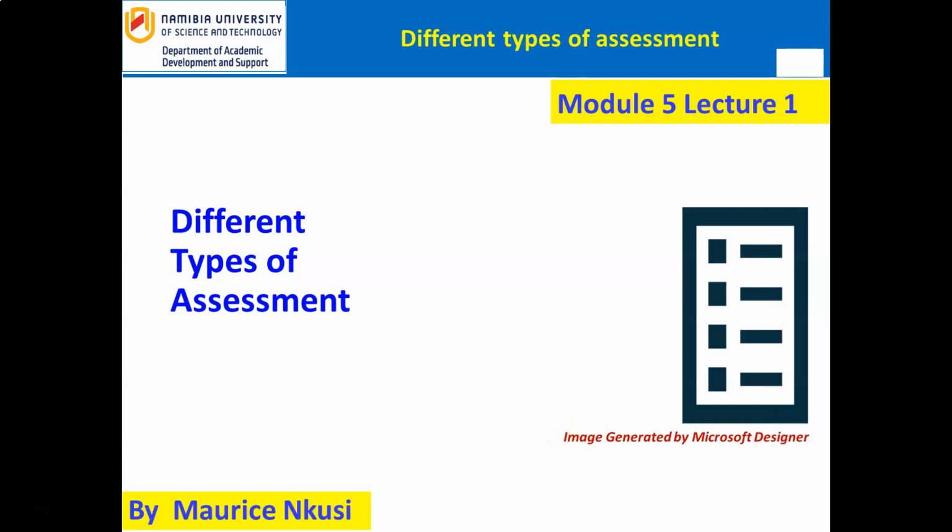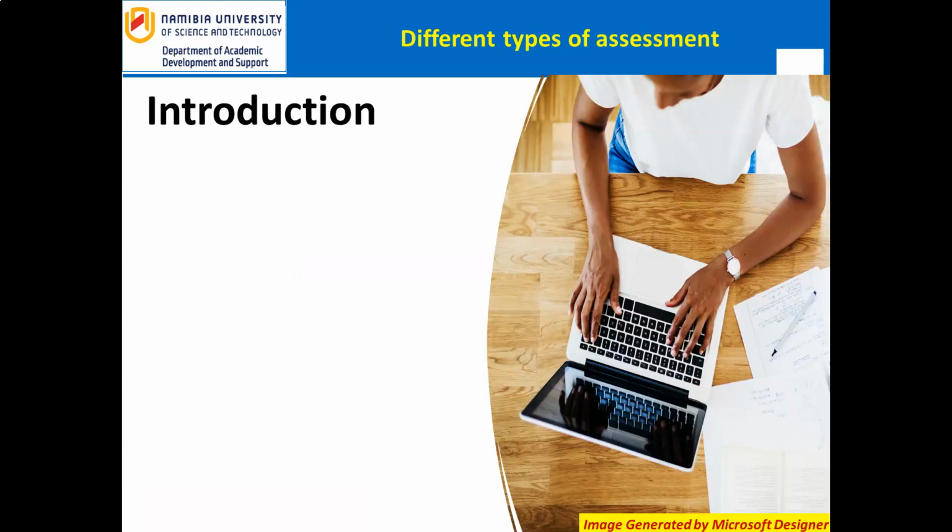In this first lecture of Module 5, we are going to focus on the different types of assessment. My name is Brian. I am the facilitator of this lecture, assisting Mr. Maurice Nkusi. This lecture is powered by Microsoft Copilot. Take note that this lecture and the following other 4 were designed from UNESCO IBE Curriculum Resource Pack, CRP, 2023. Let us first introduce this lecture.